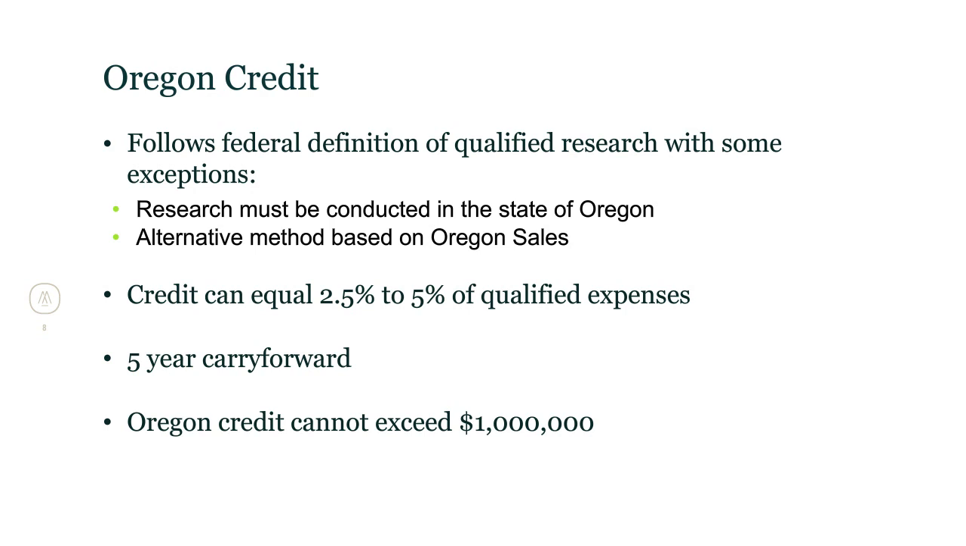And so on $1 million in qualified costs, under that example I used previously, you would have a $25,000 to $50,000 credit. A couple of other things to mention for Oregon. They do have a 5-year carry forward, and also the Oregon credit cannot exceed $1 million in 1 year.